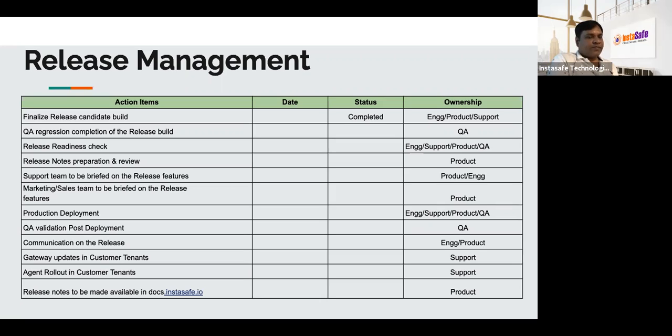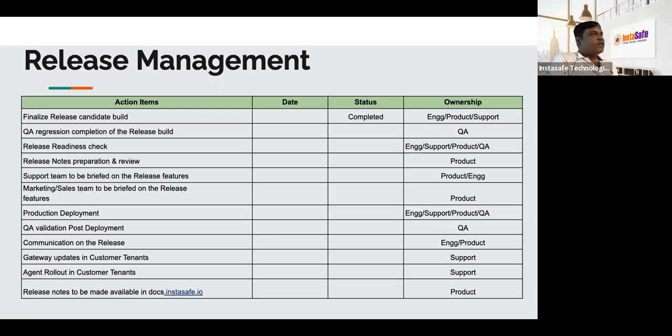Also, the marketing and sales team need to be briefed on the release, so that they can effectively communicate to our existing and new customers that these are the new features coming up in the product next month or that have come up in the current month. Once this briefing of the support and sales teams is done, we have the production deployment. Post production, we have QA validations that everything is working fine after the deployment.